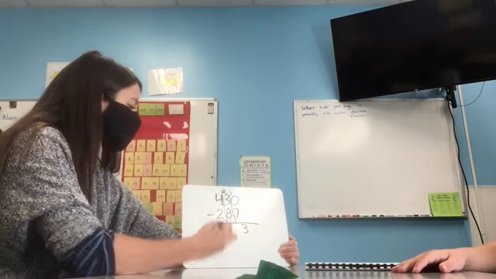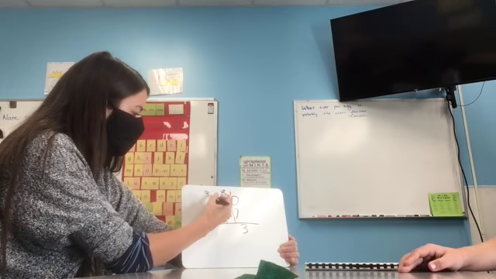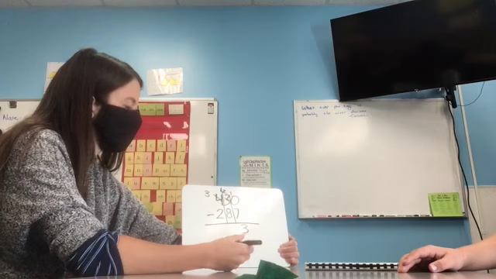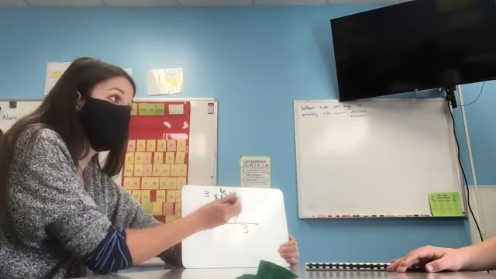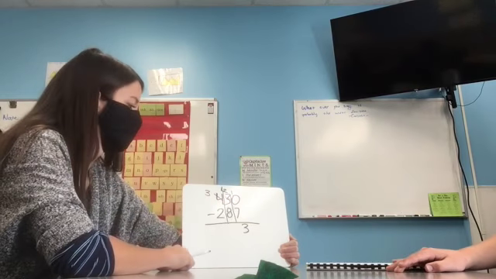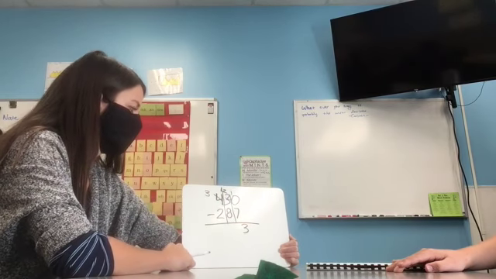Now for the tens place, we have 2 minus 8 right now. So can we do that? No, we can't. So we take away 1 from 4. We still have 12. 12 minus 8 equals 4.